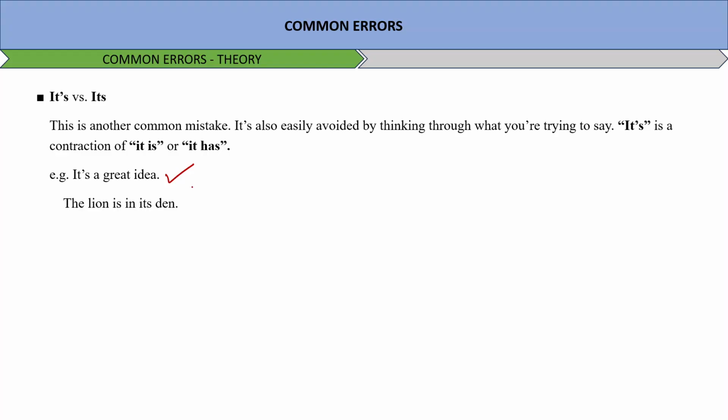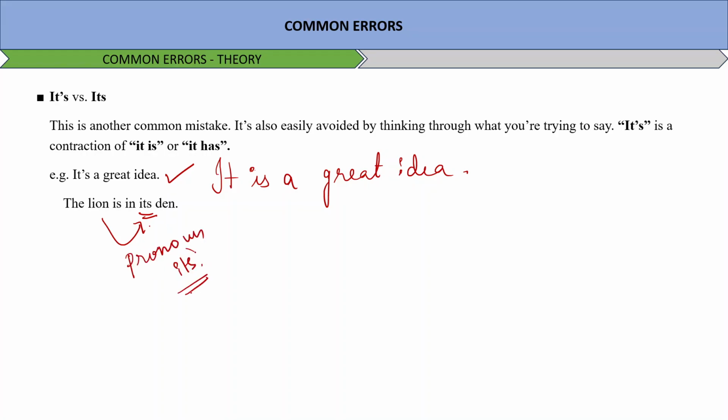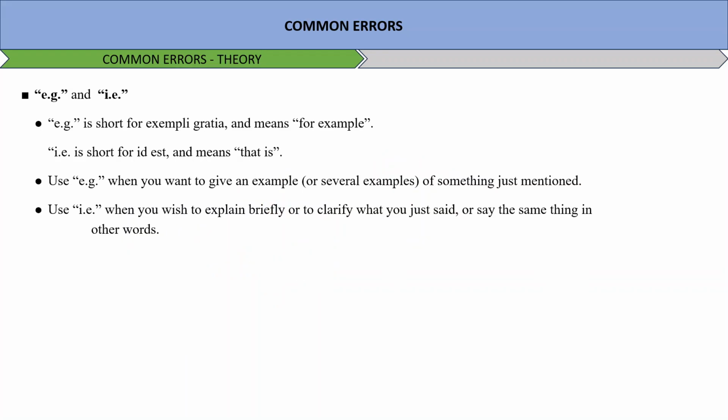So what do you mean by "it's a great idea"? It is a great idea, right? This is the meaning, right? And when I say "the lion is in its den," lion is being referred to as "its." So for lion, we are using the singular pronoun "its." So you need to understand where to use "its" and where to use "it's."